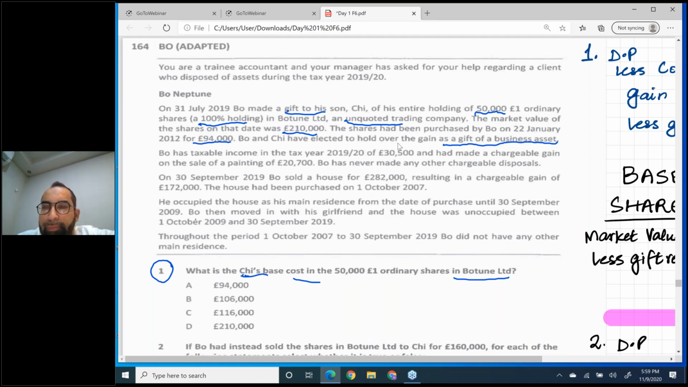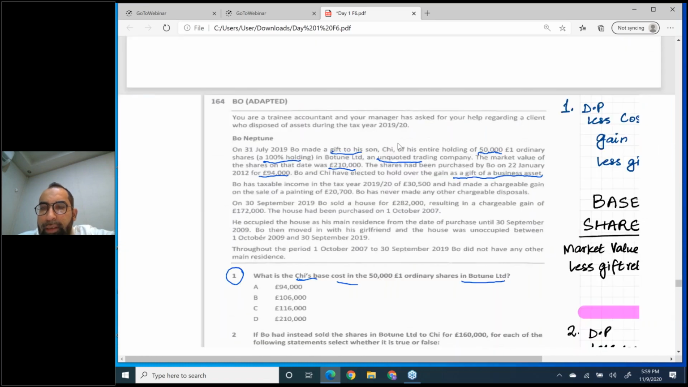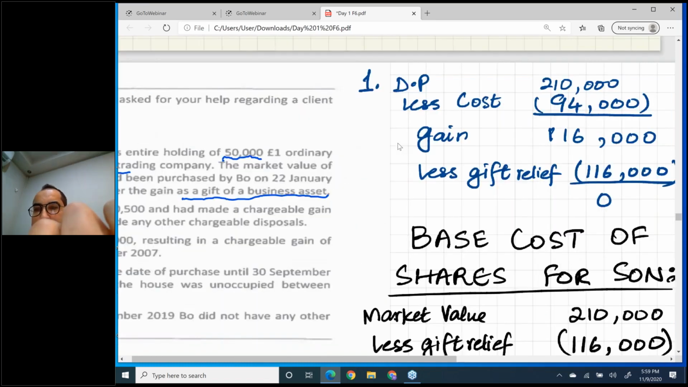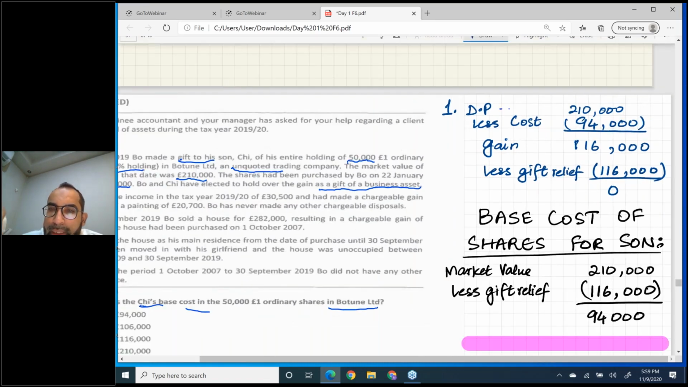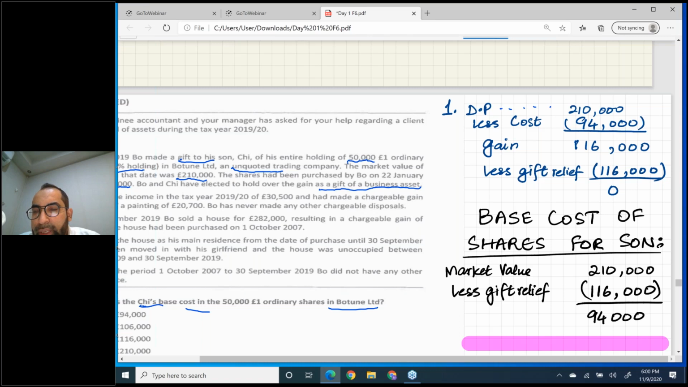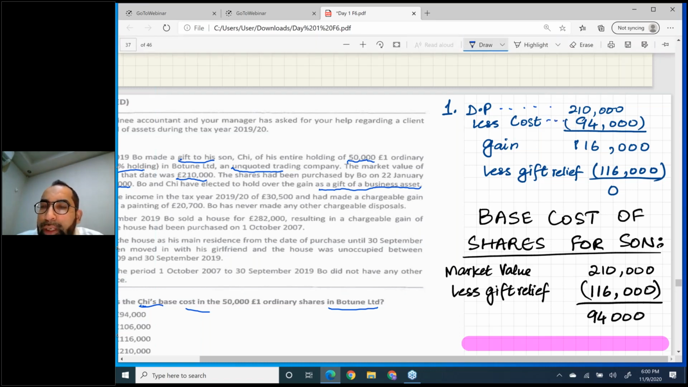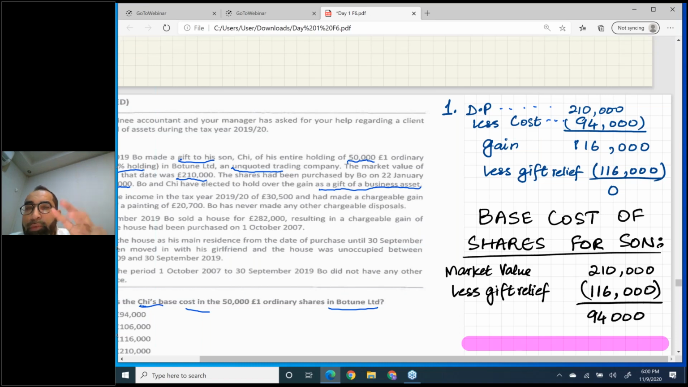Look here, easily you can understand. DP, this disposal proceed is 210,000, which we have just seen, the market value, less cost 94,000. What is the gain? 210 minus 94. Please be very active, dear. 210,000 less 94,000, your gain is 116,000.